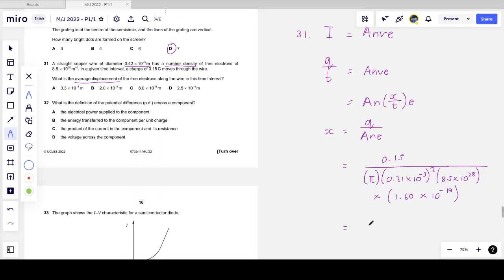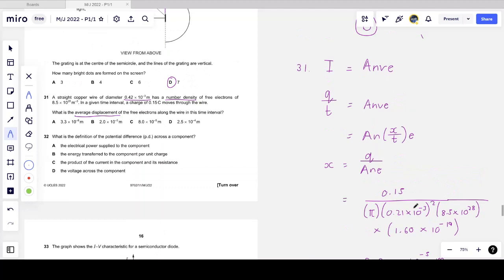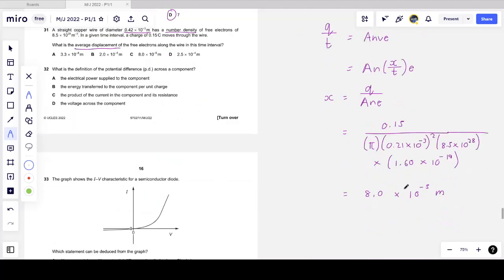And what I get is the average displacement of free electrons in the wire in this time interval is 8 times 10 to the minus 5 meters. So quite a significant amount of charge moves through the wire, but the electrons don't do a lot of moving. And so this question could possibly try to catch you out, but if you understand the basics, you can do a little bit of manipulation and you end up with option C. So that's question 31.